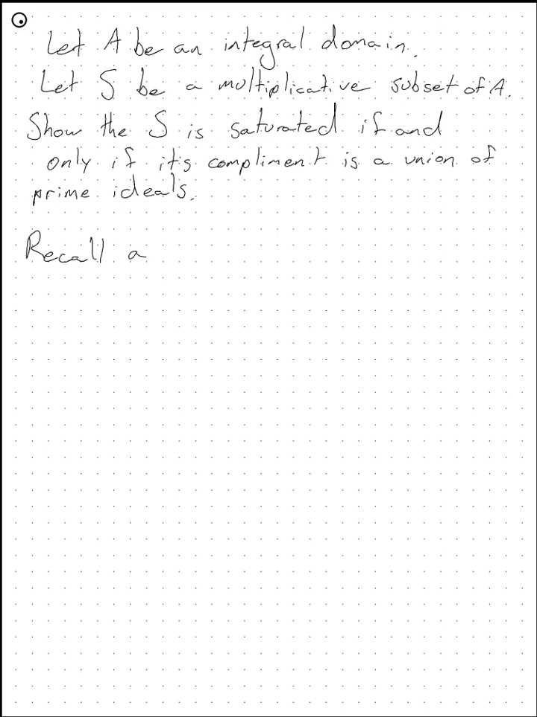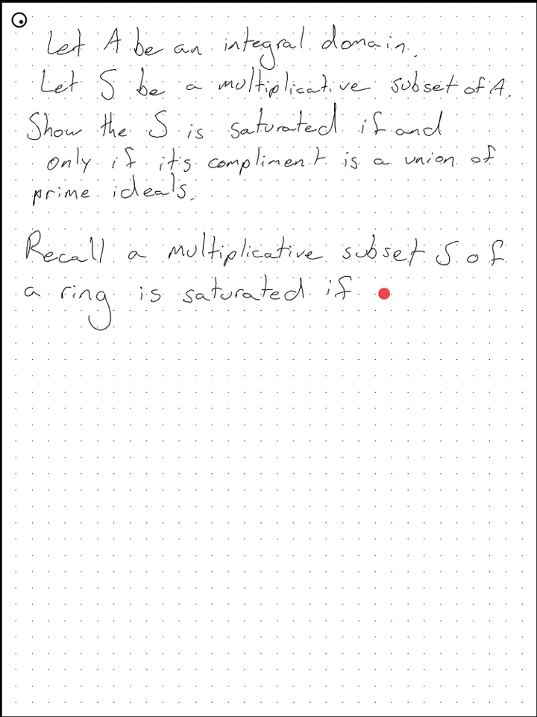So recall a multiplicative subset S of a ring is saturated if, given two elements A and B of our ring, their product being in our set implies that both A and B are in our multiplicative set.